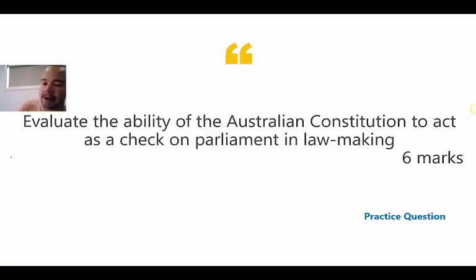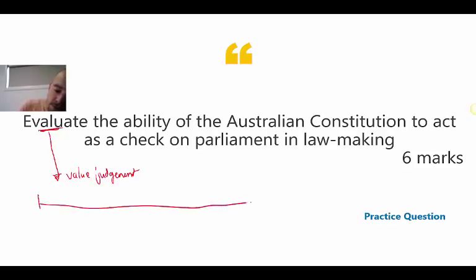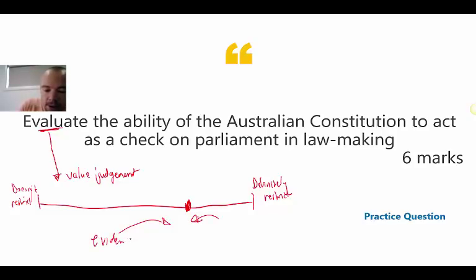So the question could be as simple as evaluate the ability of the Australian Constitution to act as a check. When we evaluate, we have to give a value judgment, aka does it definitely restrict, or does it not restrict? And we have to have a value judgment that sits somewhere on this scale. So maybe we sit here and then we have to provide evidence that shows how we ended up at that value judgment.